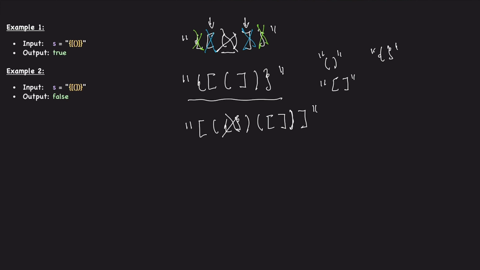We would remove those two. Then we would search again for a curly brace, but there is no curly brace. So we would search for, let's say, square brackets. We would remove those two. There are no more matching square brackets.